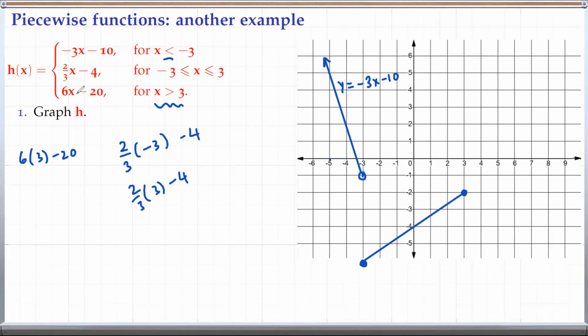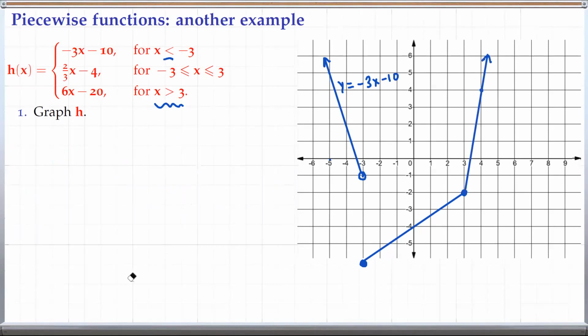And to graph this, we need one more point. So let's find what y will be when x is 4. So when x is 4, we have 6 times 4 minus 20, which is 24 minus 20, which is 4. So when x is 4, y also must be 4. So it must go through that point. Again, this is a linear function. So the graph will simply be a line going through those 2 points. We are done graphing the function.